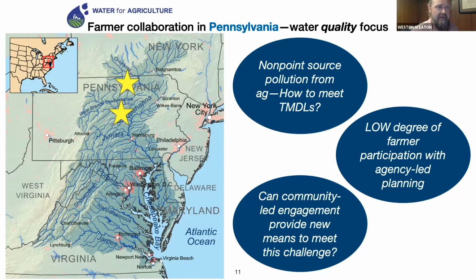Historically, in this area, there's a low degree of what farmers would feel is their participation with agency-led planning. Again, contrast that with Nebraska, with the natural resource districts and farmers feeling a sense of voice on the board. Farmers in Pennsylvania would tell you they've been left out. Folks are making decisions without their involvement. So the puzzle here in Pennsylvania is, can community-led engagement, which we're interested in exploring, provide a new means to meet that challenge?